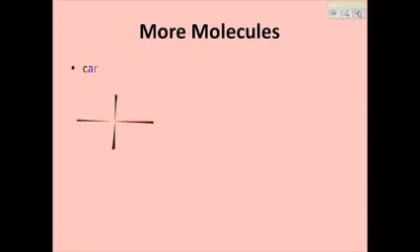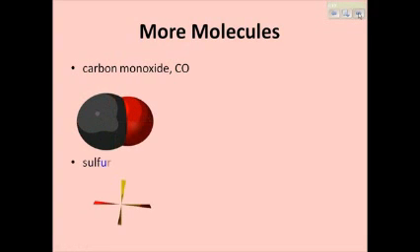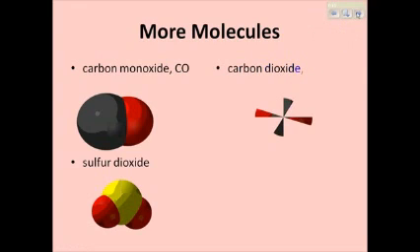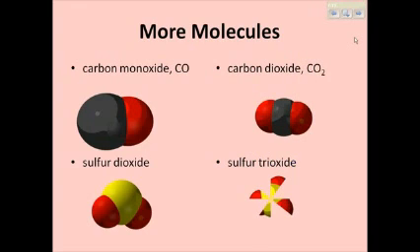Some more molecules. We have carbon monoxide, which is a C and an O. We have sulfur dioxide, which is SO2. We have carbon dioxide, CO2, which you know. So notice we're using prefixes on some of the words. We only do that with molecules. Sulfur trioxide has sulfur with 3 oxygens, so it would be SO3.